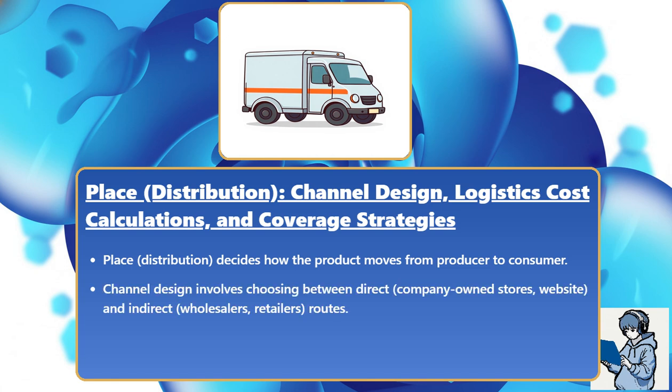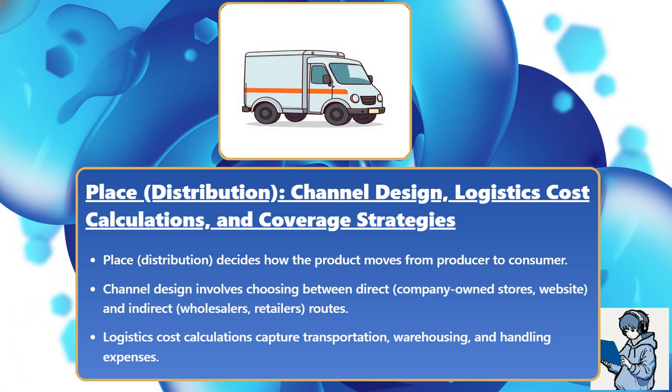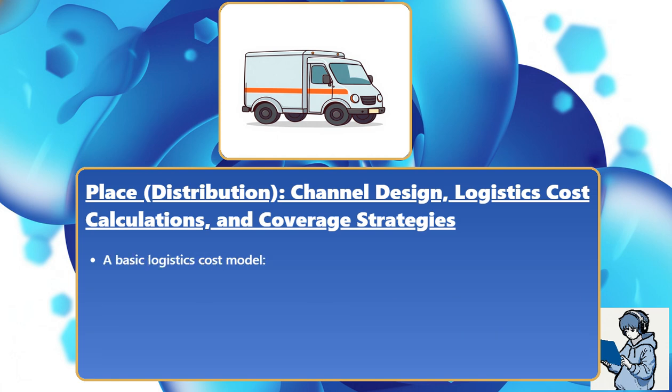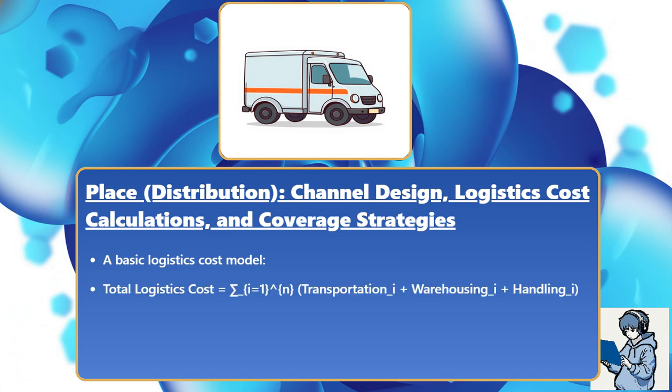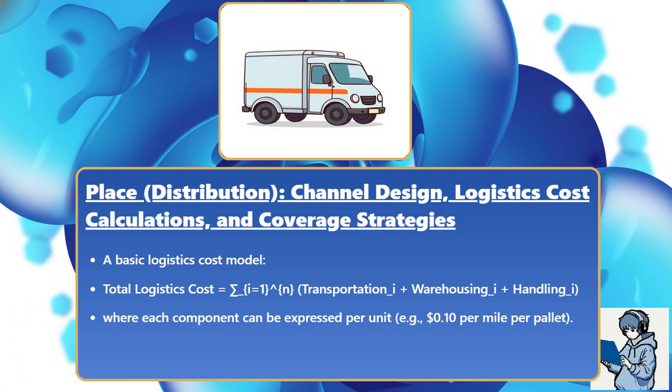Channel design involves choosing between direct, company-owned stores, website, and indirect, wholesalers, retailers, routes. Logistics cost calculations capture transportation, warehousing, and handling expenses. A basic logistics cost model: total logistics cost equals the sum over i from 1 to n of transportation_i plus warehousing_i plus handling_i, where each component can be expressed per unit, for example, 10 cents per mile per pallet.